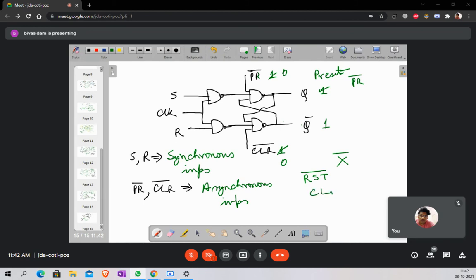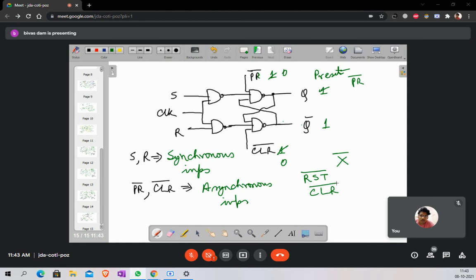So for CLR bar, RST bar one can apply it. But remember, this PR bar and clear bar or reset bar, they are all asynchronous in nature. And every memory element is normally equipped with one set of preset clear inputs, which are asynchronous, which can asynchronously set or reset the memory device. And those asynchronous preset clear inputs will reside at the very last stage of the memory block. Or to be more specific, the very last stage NAND latch of the memory block.